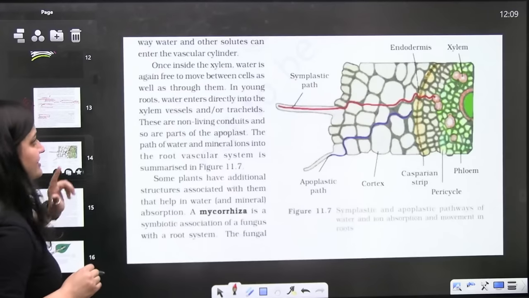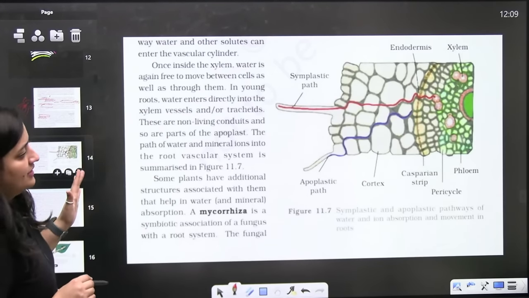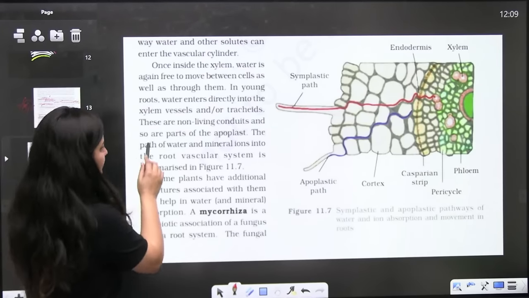Subrin depositions are present here, and do check this particular diagram as well. Any other doubt from this particular part?